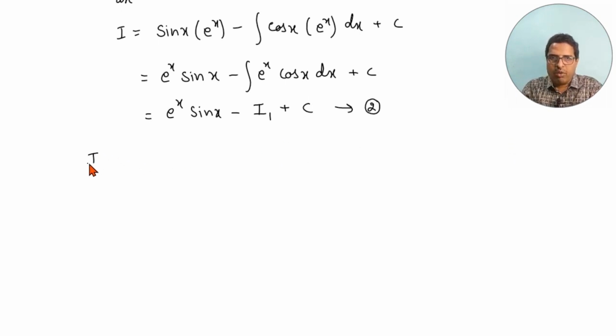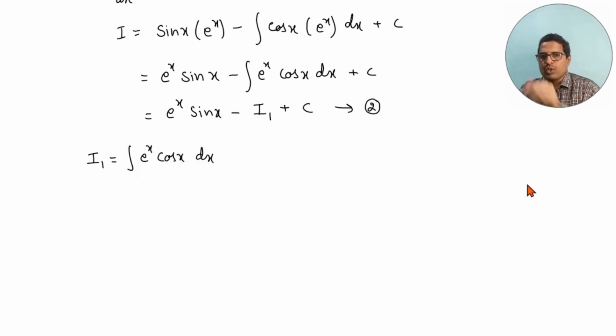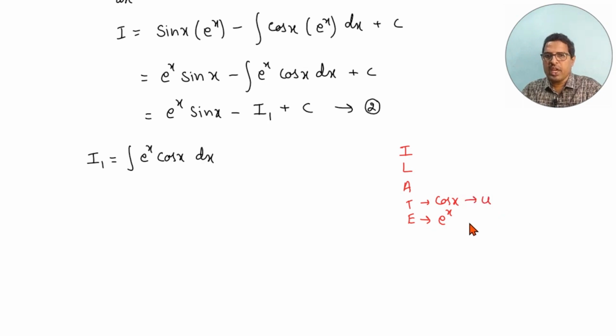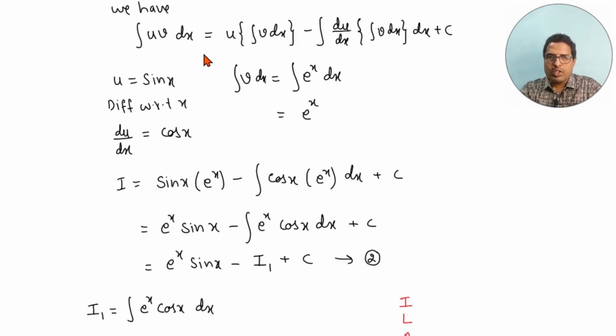So we have I1 = integral of e^x cos x dx. Once again we need to use the ILATE principle to identify the values of u and v. e^x is an exponential function and cos x is a trigonometric function. We see that the trigonometric function appears first, so we take that as u, then the exponential function comes next, so we take that as v.